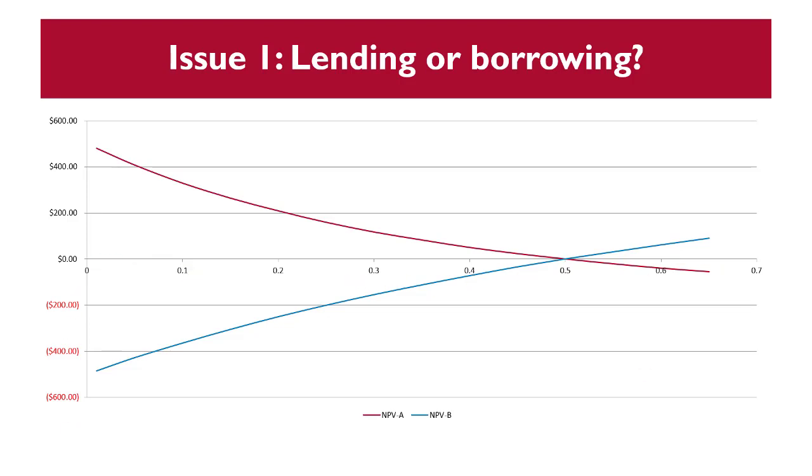And you could see just how the NPV of A is declining over time, whereas the NPV of B is increasing over time. And they cross at 50%. We'll talk a little bit more about what that means in the future. Bottom line, if the required rate of return is above 50%, you'd rather be looking at project B. If it's below 50%, you'd rather be looking at project A.